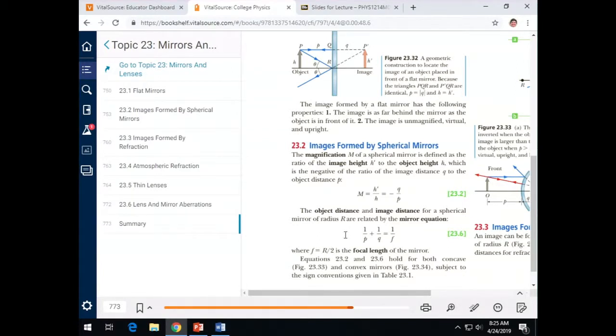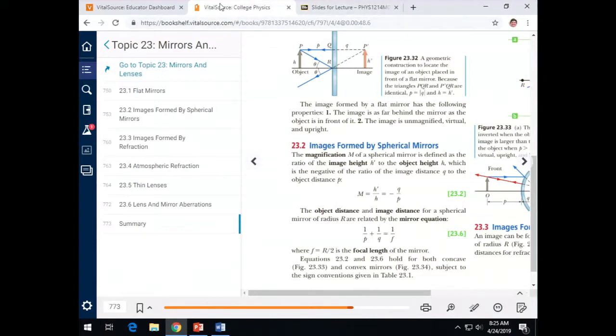I want to have all my equations written down. 1 over the focal length. And then the focal length is R divided by 2. So those are going to be our 2 key equations that we're going to use.